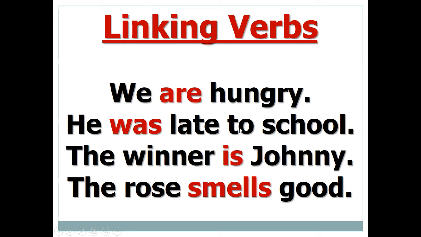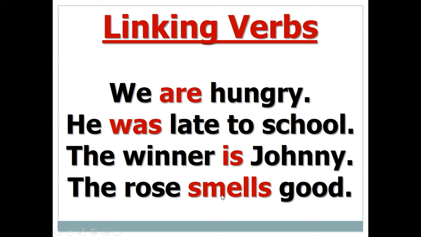He was late to school. He is the subject. Is he doing anything in the sentence? Well, there's no action, but the word late, which is a describer, is describing he. He was late. So this is a linking verb describing the word late back to he. The winner is Johnny. Who's the sentence talking about? Some people might think that Johnny is actually the subject, but actually the subject is winner. And the word Johnny is linking back to the word winner because Johnny and winner are the same person. So this linking verb is linking these two words together.